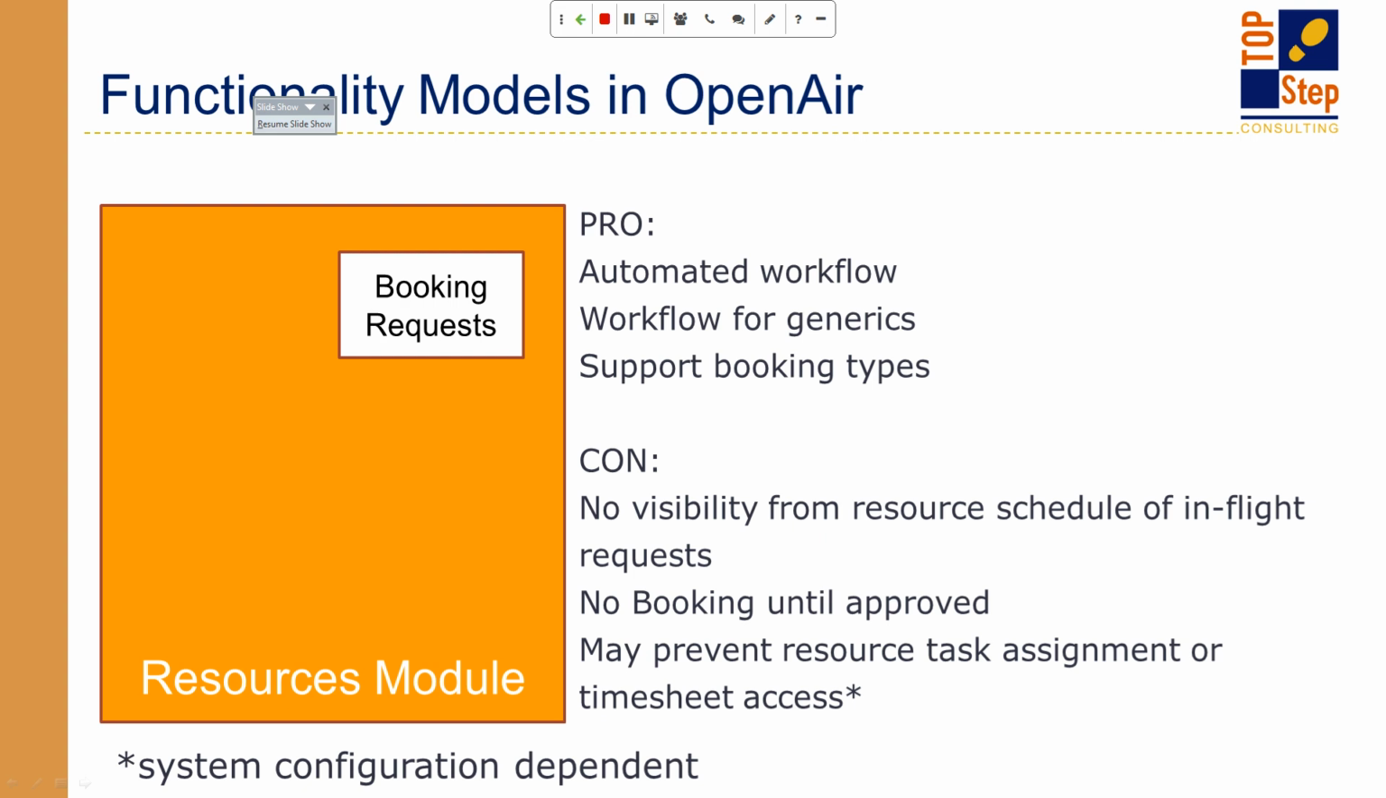Because resources aren't booked until the request is approved, that resource is sort of in limbo. There's no visibility to that resource's schedule until after the booking request is approved. So you could theoretically have the same resource requested by 4 different project owners, and until one of those requests gets approved, none of those requesters are going to see whether that resource is still actually available.